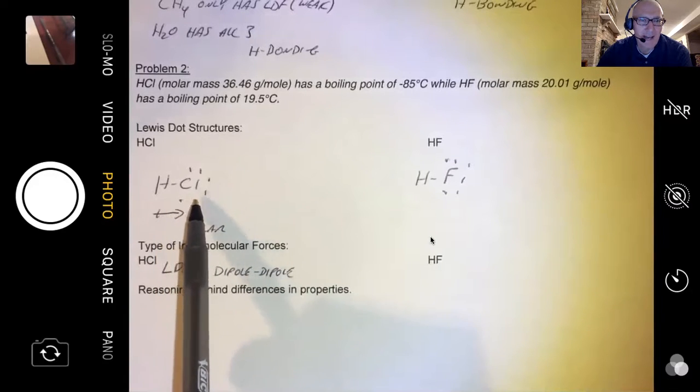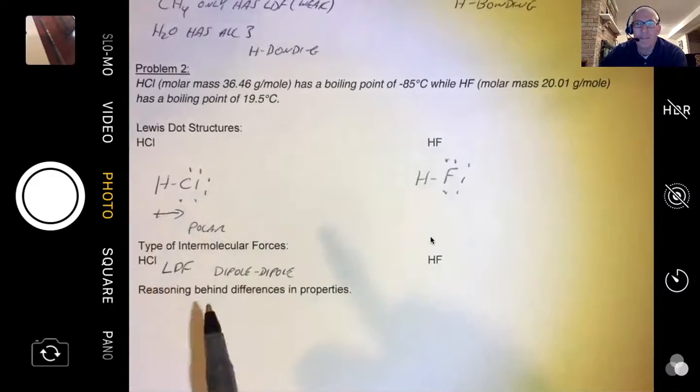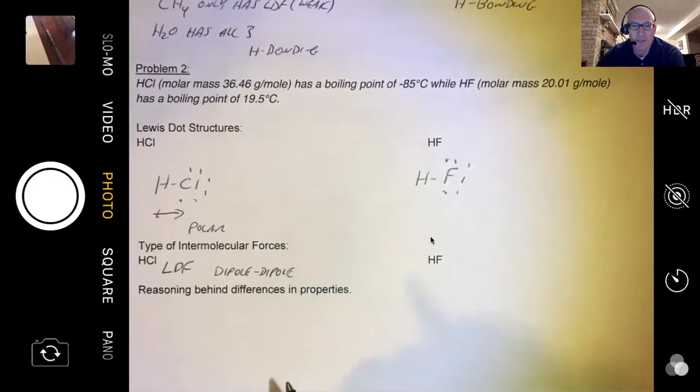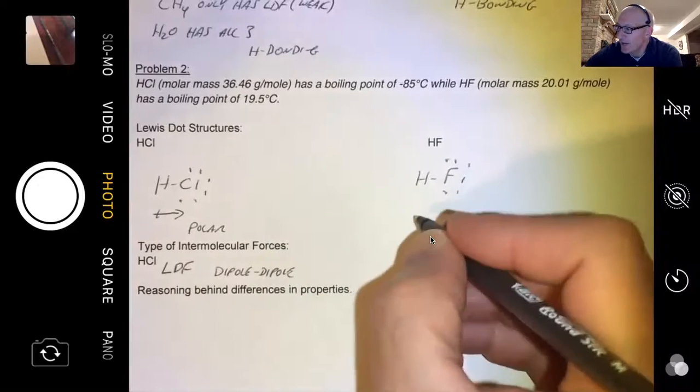So you've got to not say hydrogen bonding. It's tempting. You're like, oh, there's a hydrogen there. It's not hydrogen bonding. It's not bonded to either fluorine, oxygen, or nitrogen. All right, and then you come over here to HF.